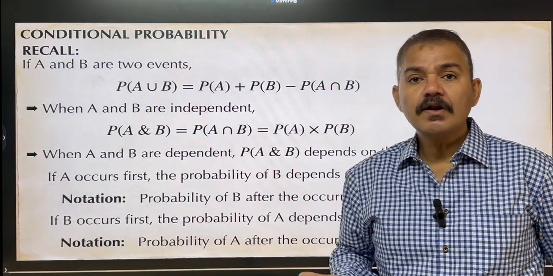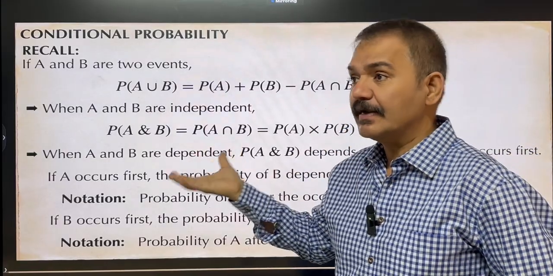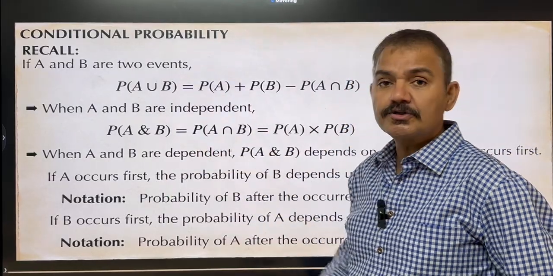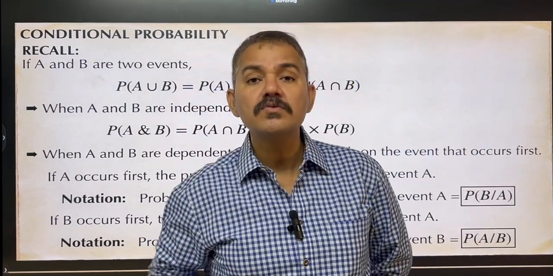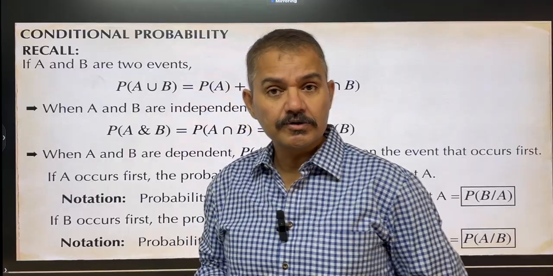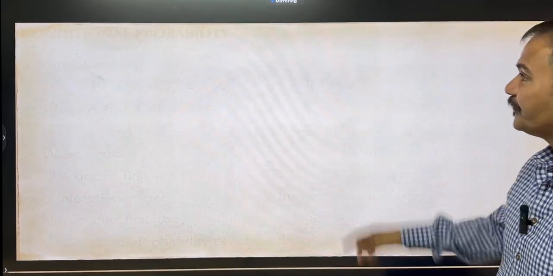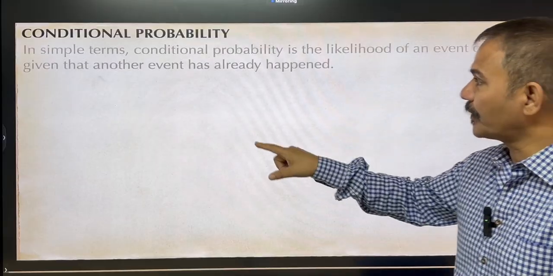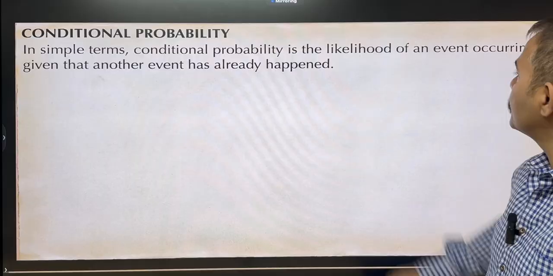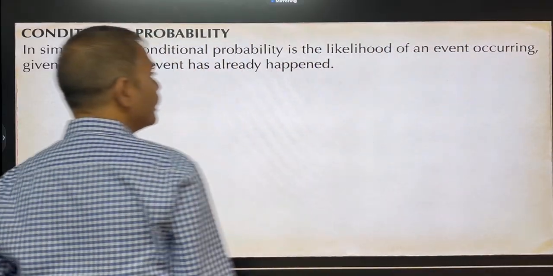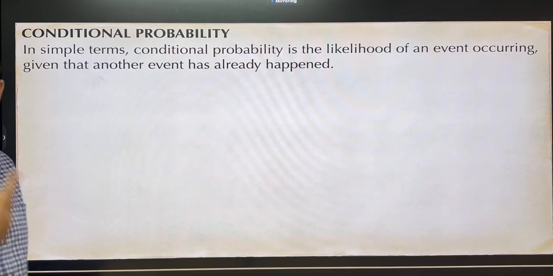Today we will learn how to find conditional probability, and how to identify whether a question is a question of conditional probability. So let's continue. In simple terms, we can say conditional probability is the likelihood of an event occurring given that another event has already happened.